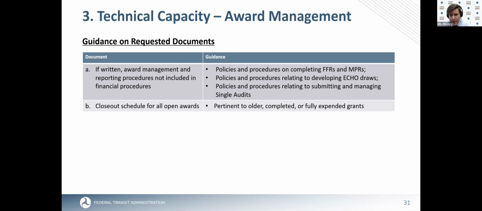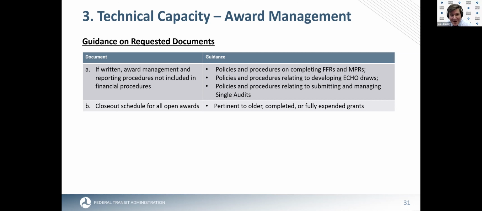The next thing that the reviewer will want to see that's requested in the RIR is a closeout schedule for all of your open awards. Your reviewer, as part of doing their desk review, their pre-review, is going to go into TrAMS and look at your open awards, and certain things are going to pose potential red flags, and those are going to be your older grants, ones that are 3 years old and haven't had a disbursement recently.